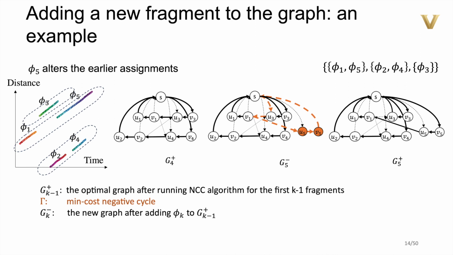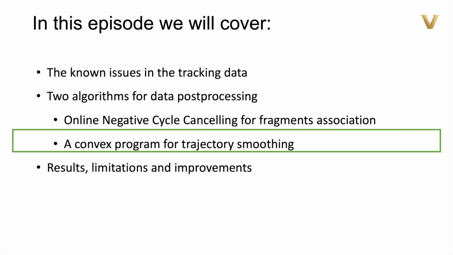So what's important is that this online version allows us to free up some memory space. We don't need to hold all of the data in our memory all at once, but instead it keeps a small cache where the optimal matching solution can be retrieved at any time. There's only one step necessary for each iteration, which is to find the mean cost negative cycle. And this keeps the runtime relatively linear with respect to the number of fragments. Okay, so that's the fragment matching or the fragment association step.